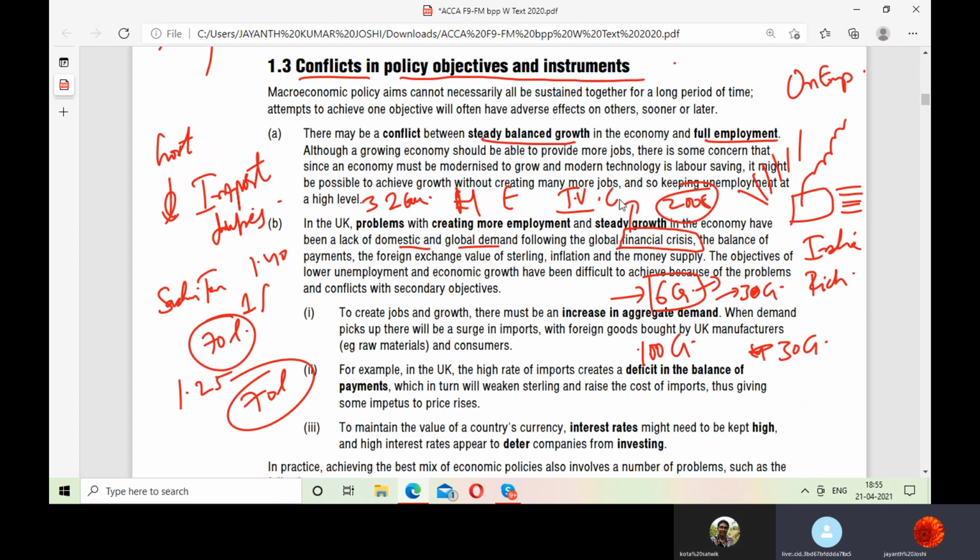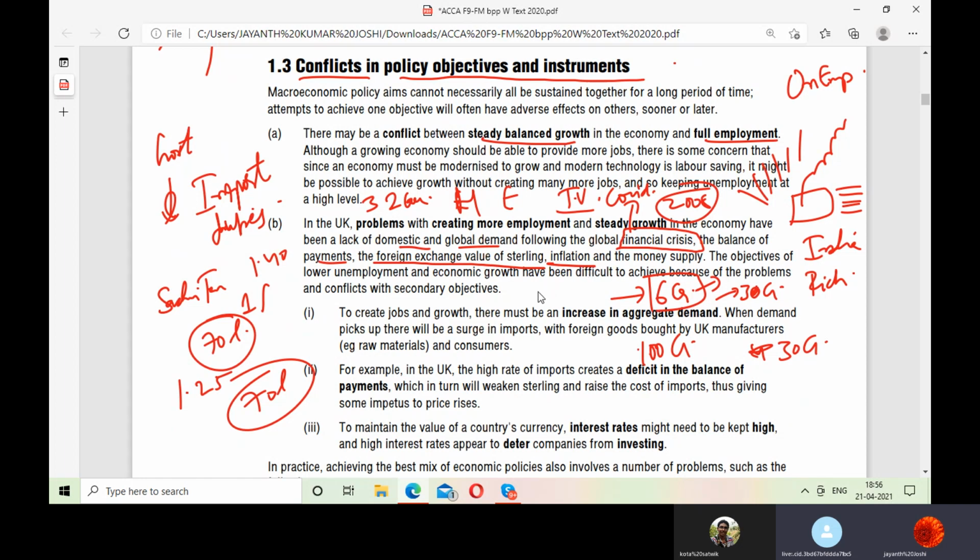Now a new crisis has come, the COVID crisis. Now, the balance of payments. So how will UK's economy develop? I would like to say they are upset with this. They are not finding demand in their own economy. They are not finding global demand even, and the foreign exchange value of sterling is going up because it's a strong economy. So who will buy UK's goods? And inflation is also going high in UK.